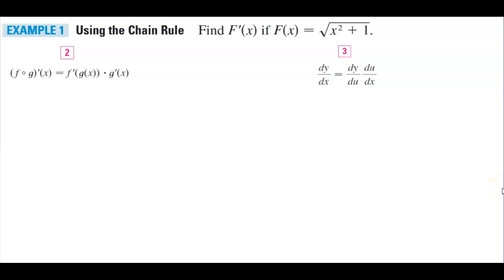Example number 1, we're using the chain rule. We're going to find f prime of x if f of x is equal to the square root of x squared plus 1. So we're going to do this in two different ways. The first way here on the left is by using definition number 2.